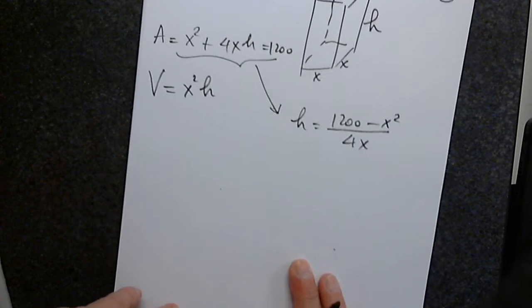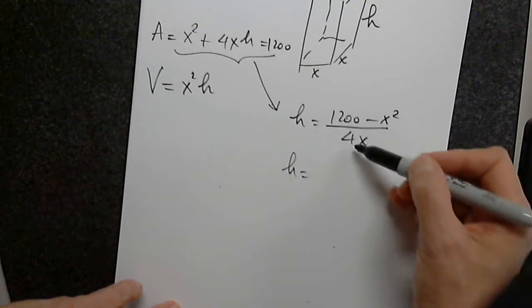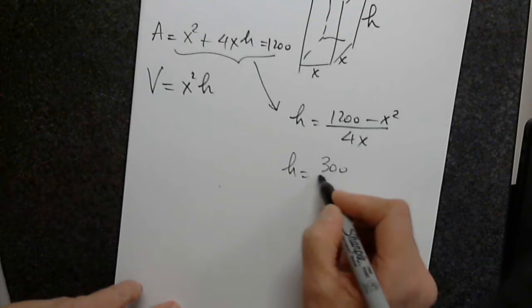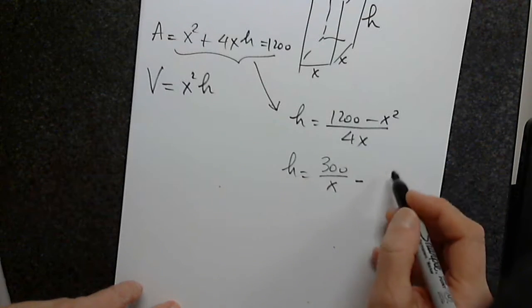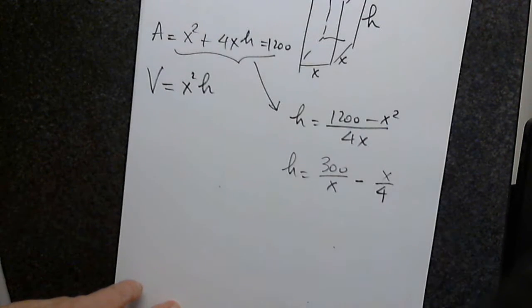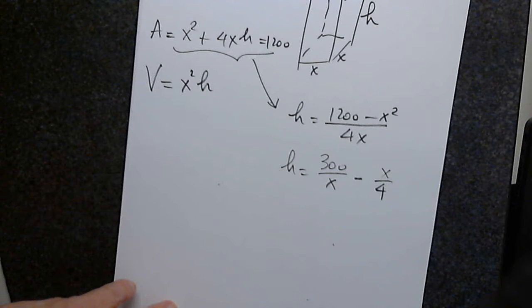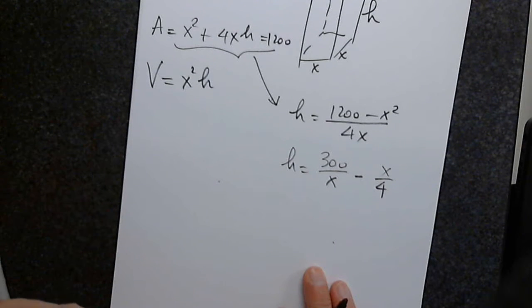You can, and I would have separated it into two fractions. This fraction, which is 300 over x, and this fraction, which is x divided by 4. Only because it's easier to differentiate, but you don't have to do this. Really, it's not that important.